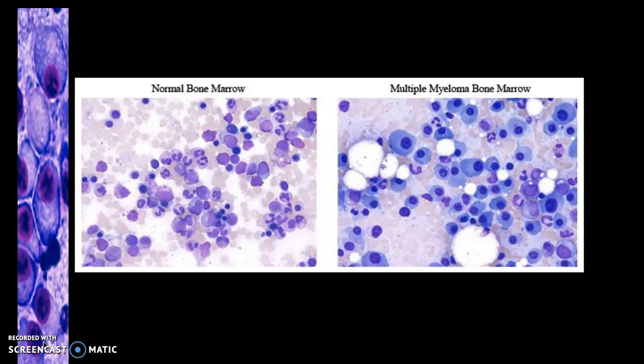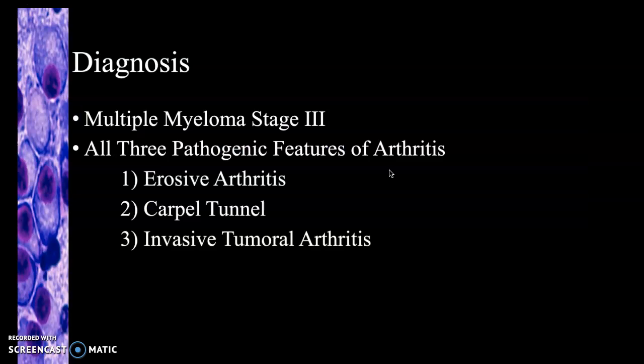Going back to the slide where we can see the side-by-side of a normal biopsy and a multiple myeloma biopsy, you can see now that we've identified a lot of the symptomology, it makes sense in light of these two cell cultures. You can see there's much less white blood cells, much less red blood cells, and mainly you have those plasma cells, which would give rise to the amyloid deposits.